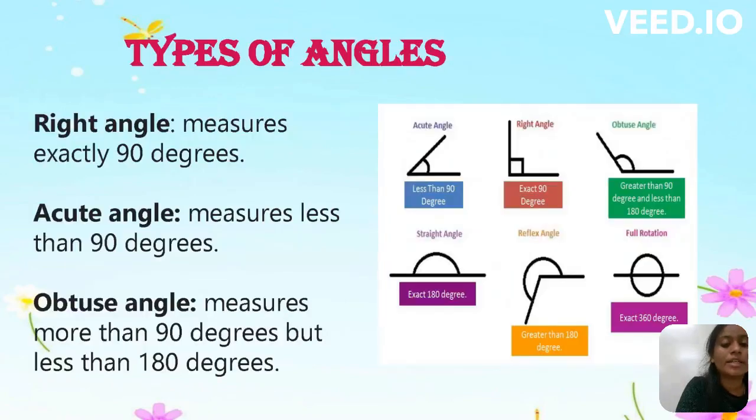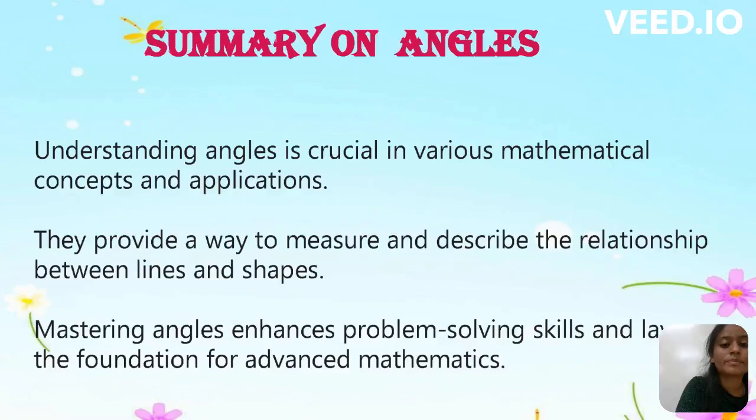Types of angles. Right angles, which measure exactly 90 degrees. Acute angles, which measure less than 90 degrees. Obtuse angles, which measure more than 90 degrees but less than 180 degrees.